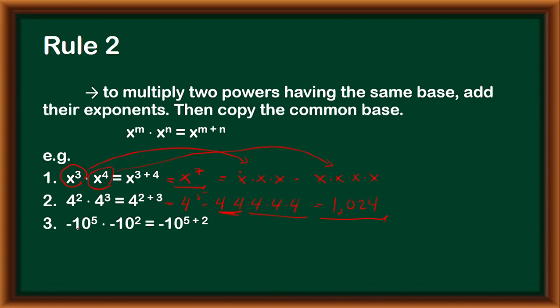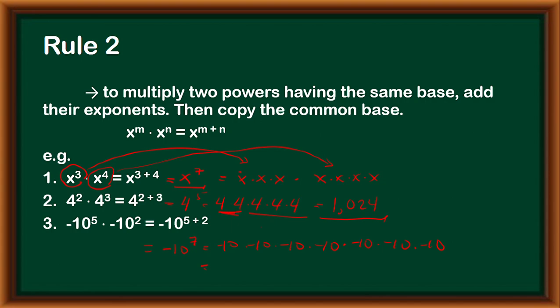So, ito naman, negative 10 raised to the fifth power times negative 10 raised to the second power. So, dito natin sa baba, negative 10 raised to 7. Okay? So, that's negative 10 times negative 10 times negative 10 times negative 10 times negative 10 times negative 10. Ilan ba ito? 1, 2, 3, 4, 5, 6, and 7. Okay? 1, 2, 3, 4, 5, 6, 7.